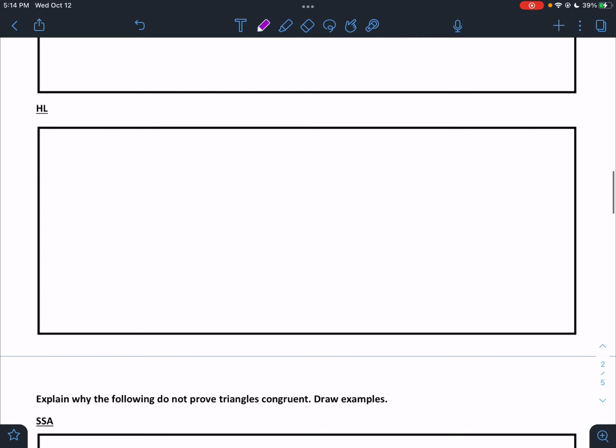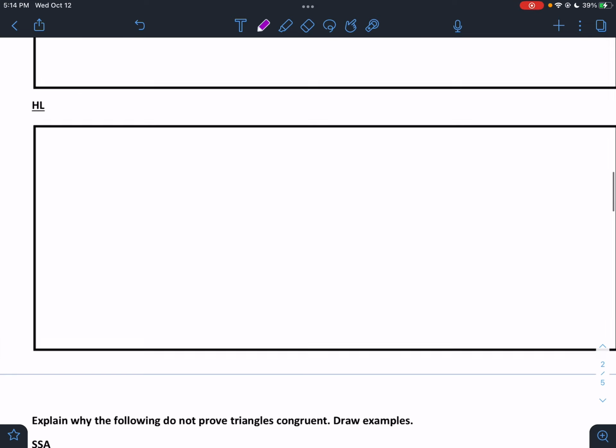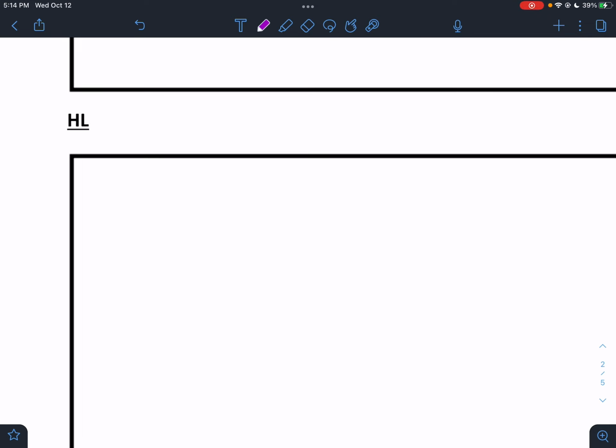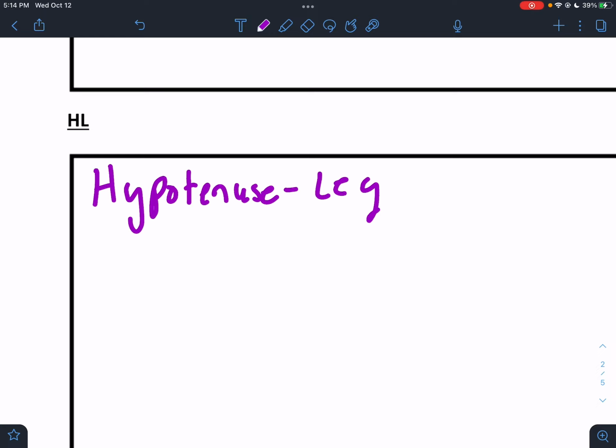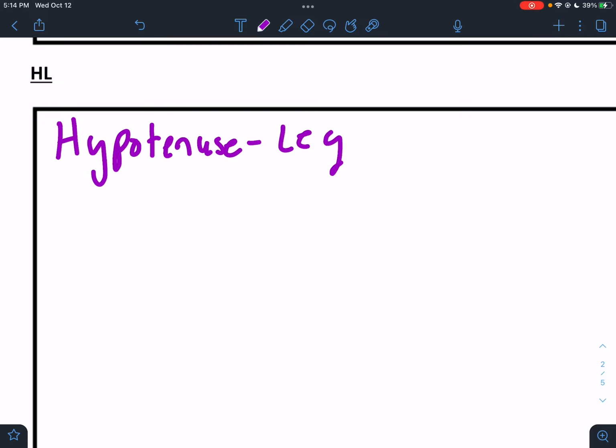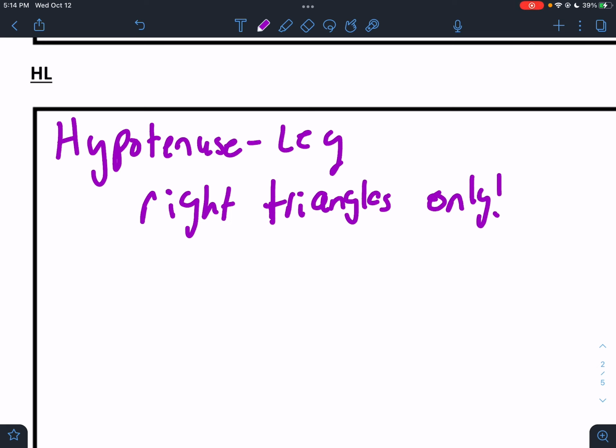All right. So HL. What type of triangles? Well, first off, what do you think H and L stand for? Well, if you guessed hypotenuse and leg, you are correct. Now, what type of triangle has a hypotenuse? The only type that has a hypotenuse is a right triangle. This is for right triangles only. That's it. It's got to be a right triangle.